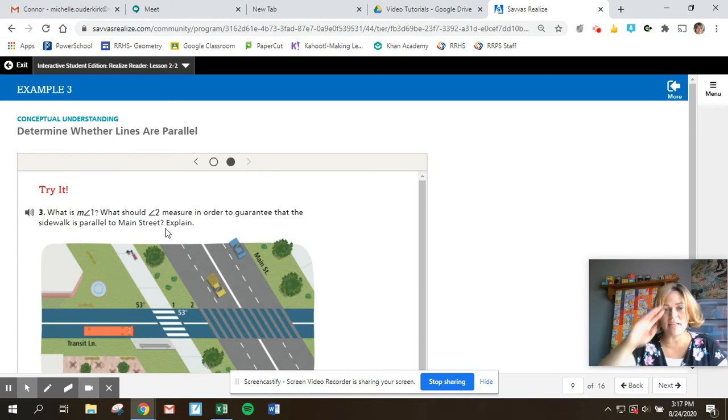Here's another one. Oh, same thing, just builds on it. And how do you guarantee that the sidewalk is parallel to Main Street? So this is Main Street, it tells us. So it has something to do with angles 1 and 2. Or it could have something to do with this angle 53 and this 2. So think about, and if you need to tilt your head and look at those parallel lines like this, that's fine. But try to figure out what type of angles these are, and should they be supplementary, should they be congruent, and if that rule applies, then by the converse of whatever rule you use, then the lines would, in fact, guarantee that they are parallel.